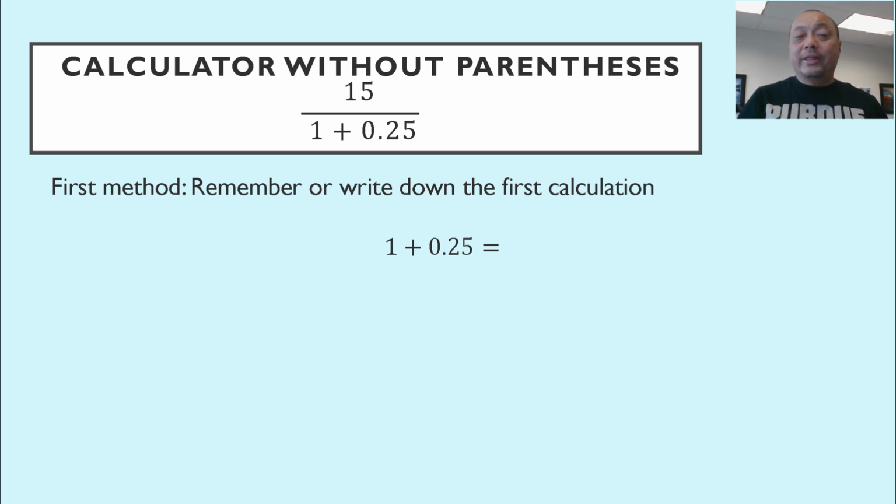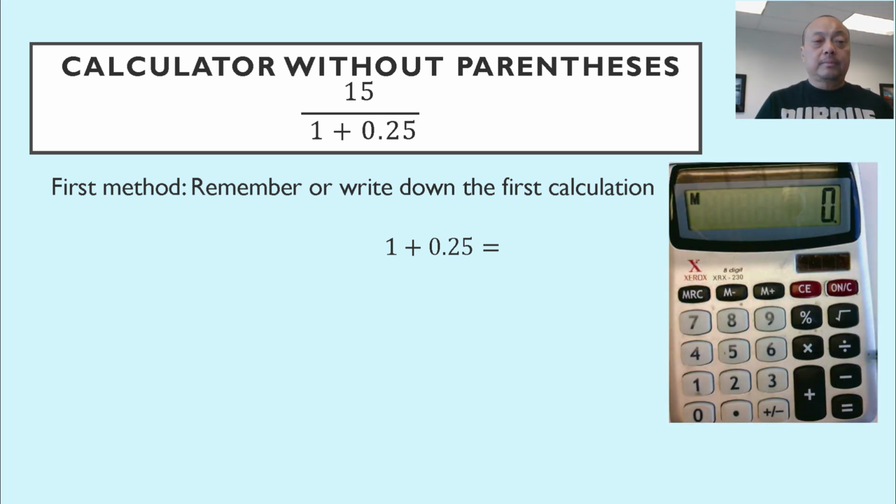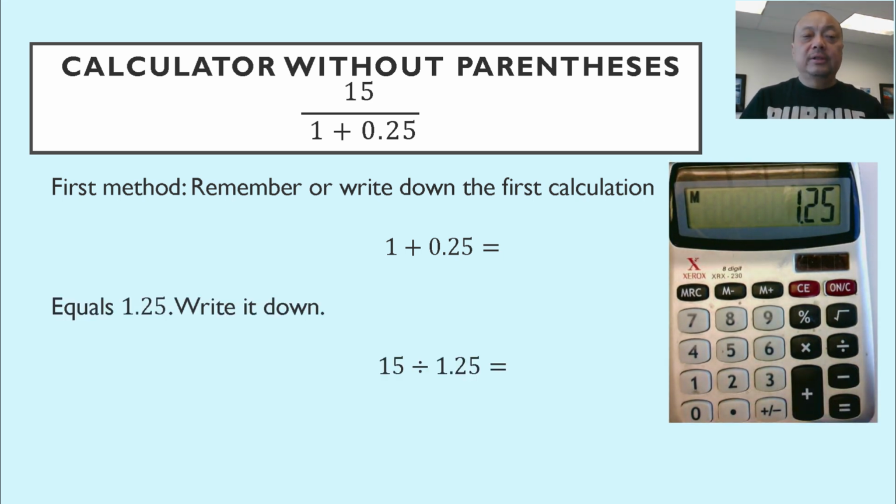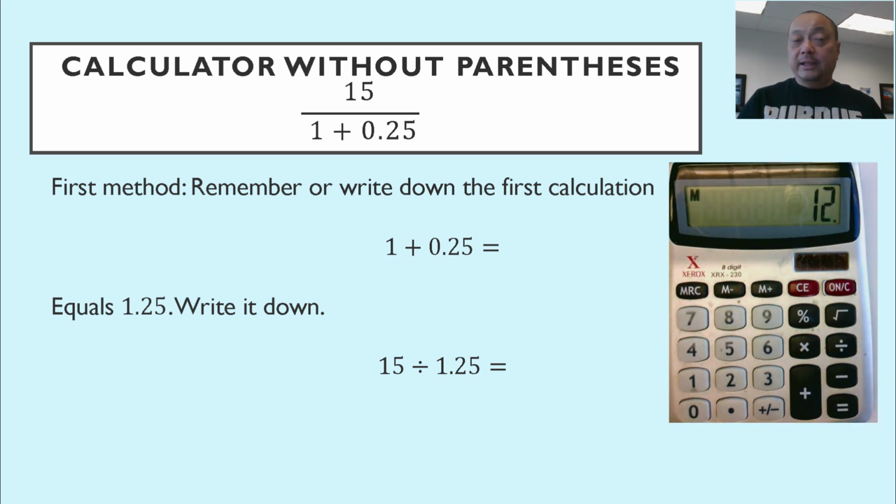On calculators without parentheses, again, I'll show you two different ways. Compute 1 plus 0.25 equal. Get the answer of 1.25. Write it down or remember it. Now 15 divide 1.25 equal. Get the correct answer of 12.